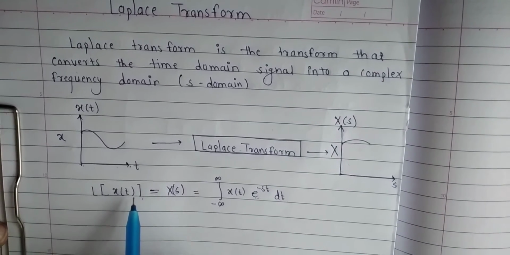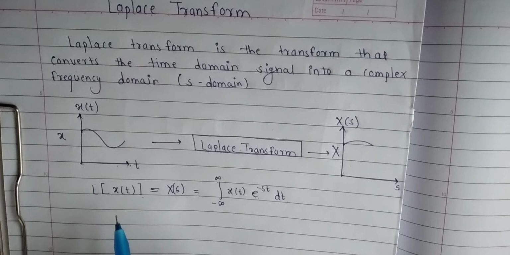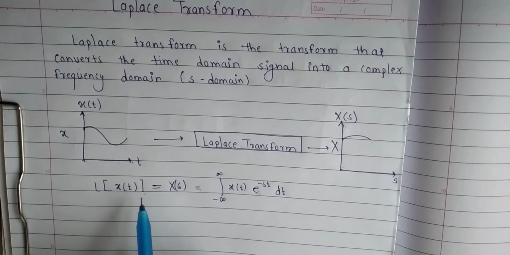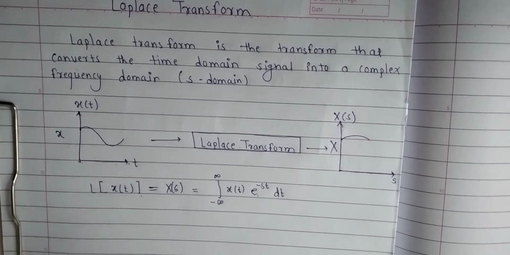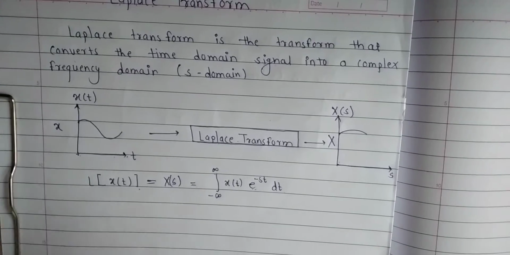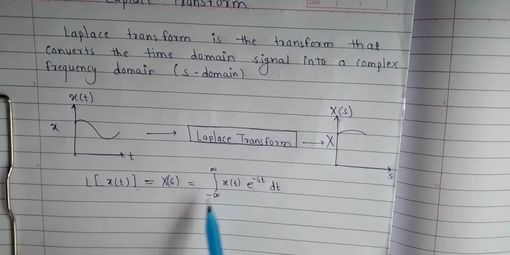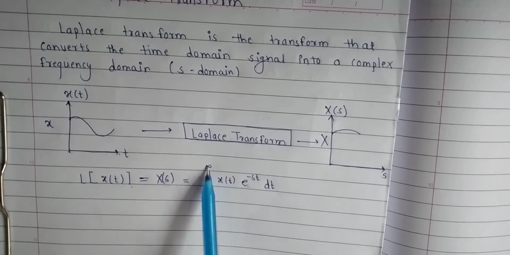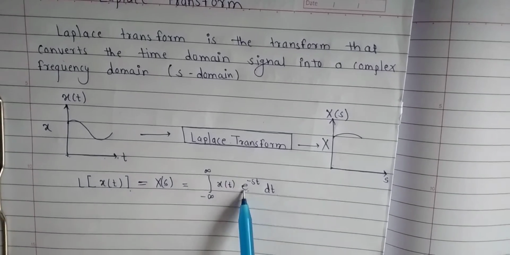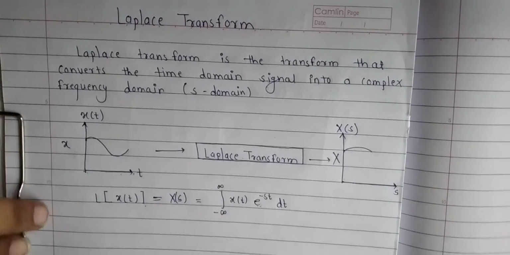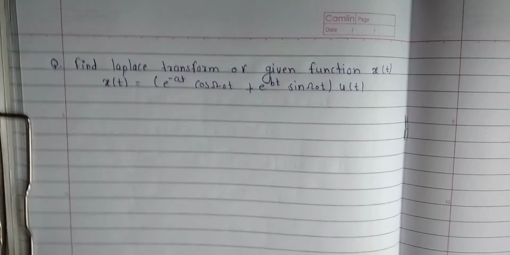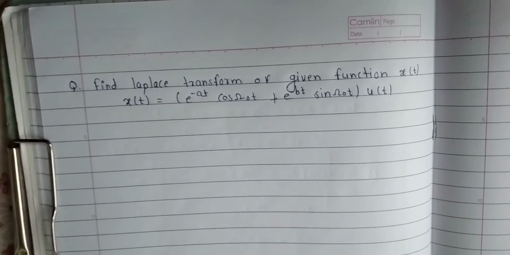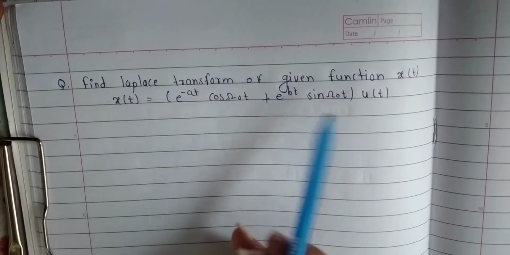Mathematical formula to calculate the Laplace transform is Laplace transform of x of t is equals to X of s is equals to integration minus infinity to infinity x of t e raised to minus st dt. Now we see the example of how to calculate the Laplace transform of a periodic signal. So here is the example.